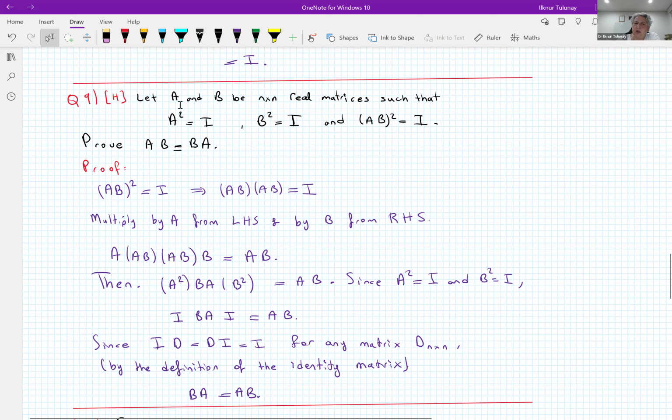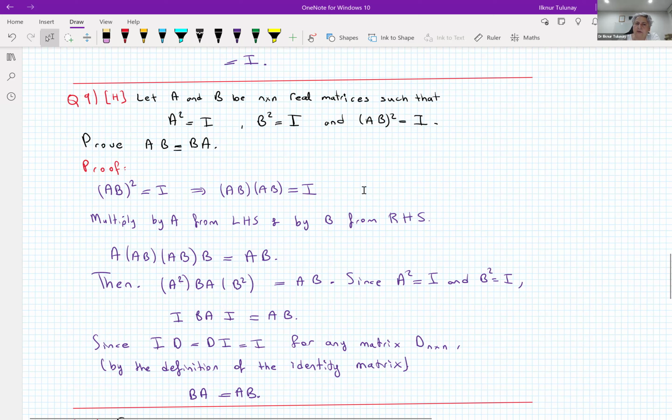Now let's have a look. A squared is identity and B squared is identity. There is no ambiguity. It is clear. But how about this one? What does AB squared mean? We know that in general, we don't have the commutativity law in matrices. Let's have a look at what it is. AB squared means we are multiplying AB by itself, right? This is AB times AB, which is the identity, and there's nothing else we can do. We have to leave it as it is.